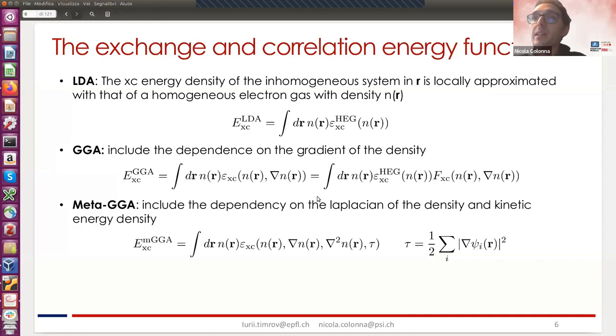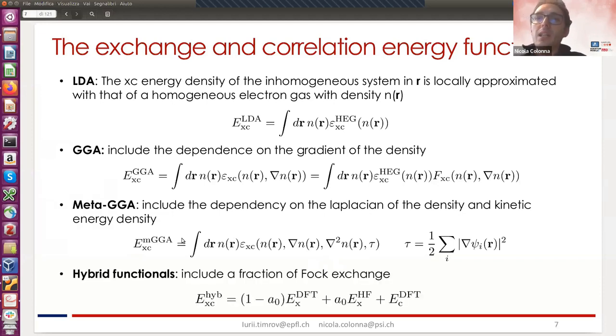You can do even better and include extra degrees of freedom, and this is what Iurii is going to show you later on. For instance, the Laplacian of the density, or the kinetic energy density, and this is named meta-GGA functional. Again, you have many of those. In particular, you'll see how to use the famous SCAN functional. Finally, we will also discuss hybrid functionals that essentially mix a fraction of Fock exchange with the local exchange, as Professor Kronig explained this morning.